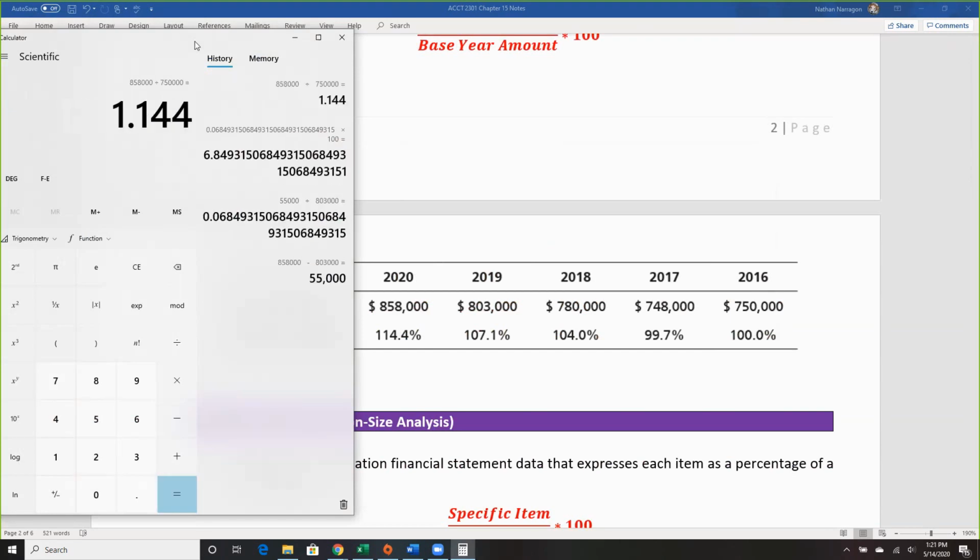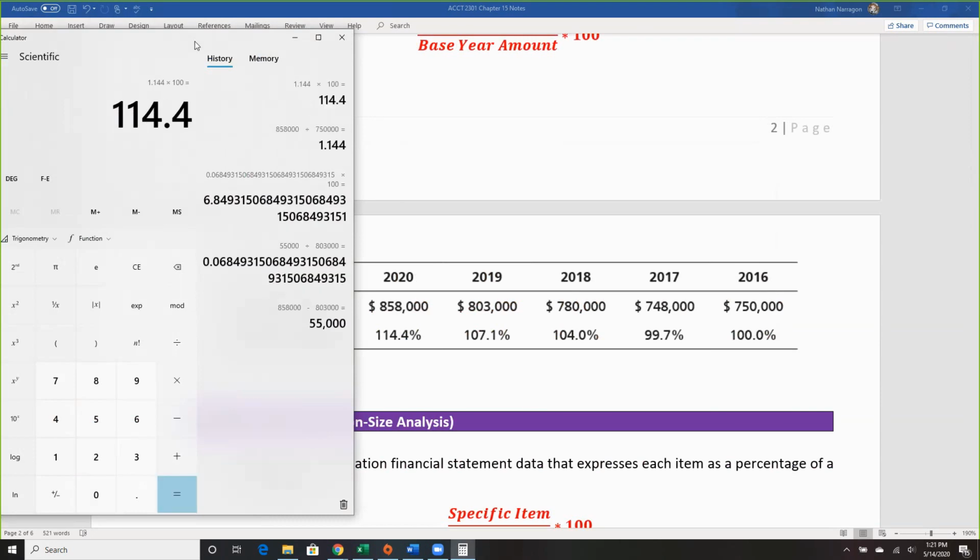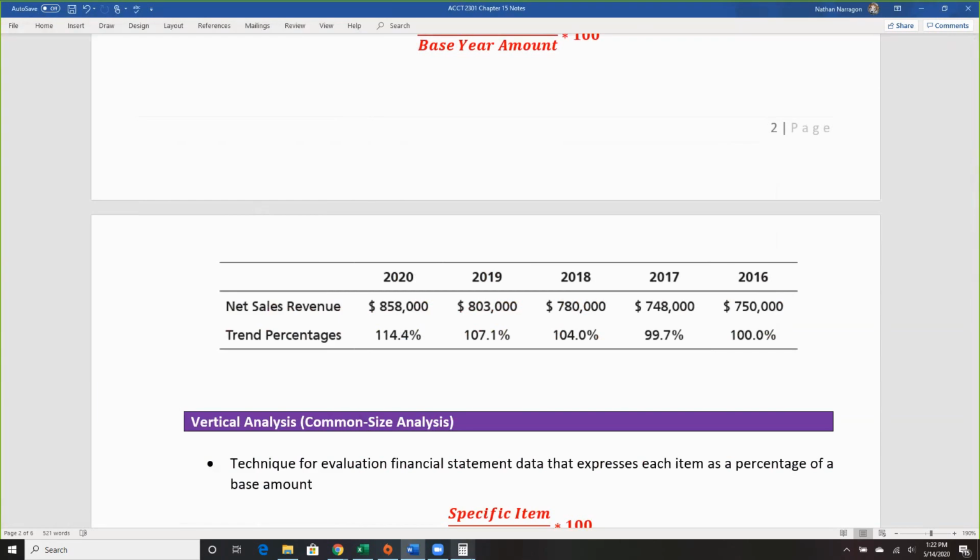And of course, times it by 100 to help you figure out the percentage. So basically, from 2016 to 2020, our 2020 increased on the 2016 net sales by 114.4%. That's pretty cool. About 14% higher, not bad.